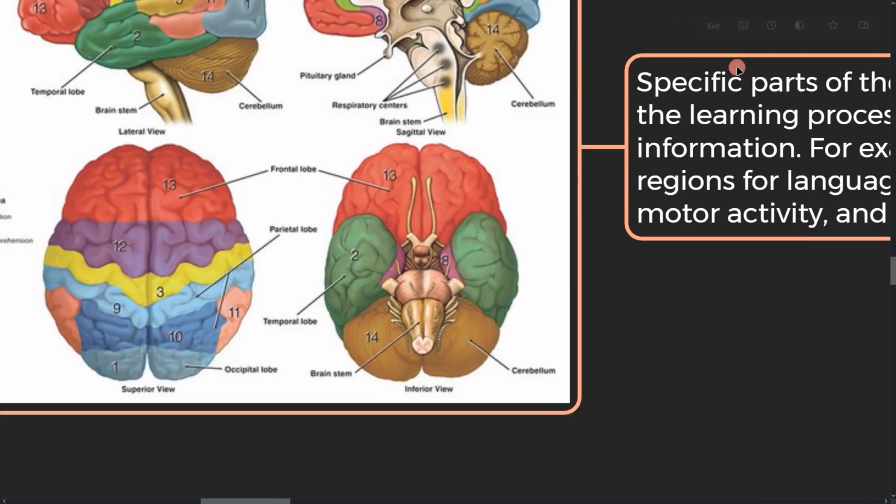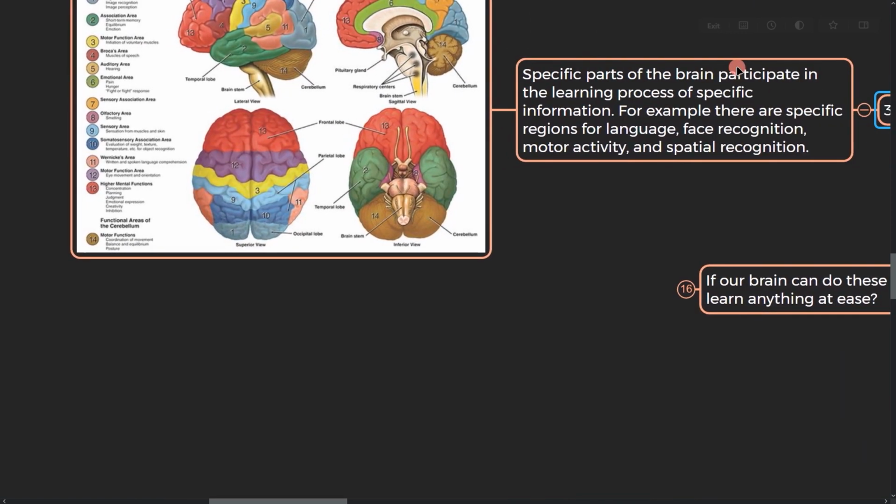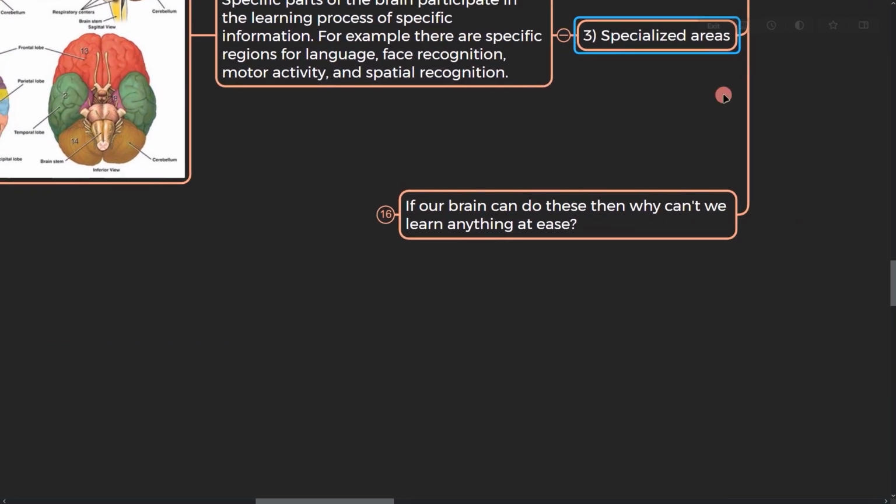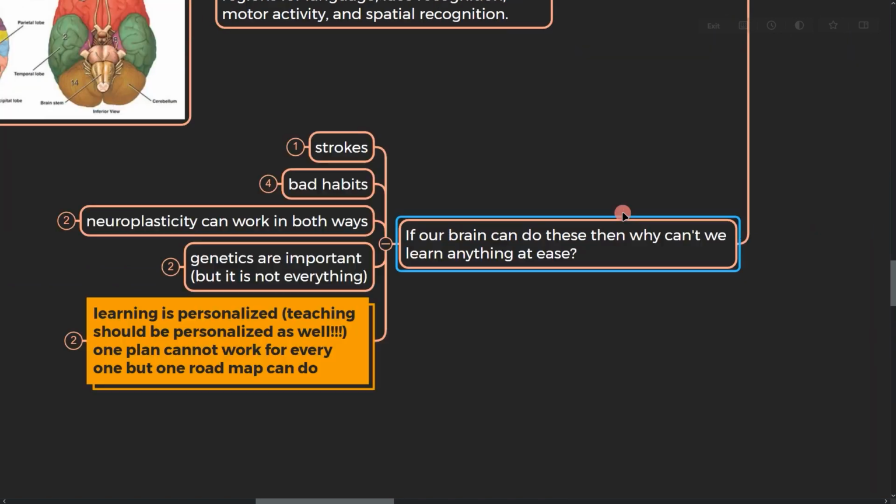All right, so know that there are specific parts, and if you want to learn something, the more parts you involve in your learning process, the better you learn that information. You're facilitating your process of learning. And so if our brain is really cool like this, why is learning really hard for us?